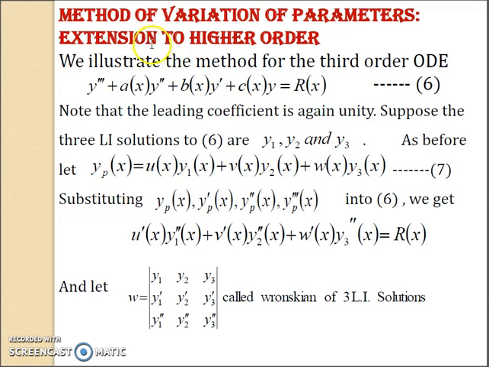Method of variation of parameters: extension to higher order. Now we will consider a differential equation of order 3. Its general form is y''' + a y'' + b y' + c y = r(x). Here, as the order of the equation is 3, we will get three independent solutions y1, y2 and y3, and all three are linearly independent, so they form a basis. We consider the particular integral yp(x) as u(x) y1(x) plus v(x) y2(x) plus w(x) y3(x). Now our work is to find u(x), v(x) and w(x).